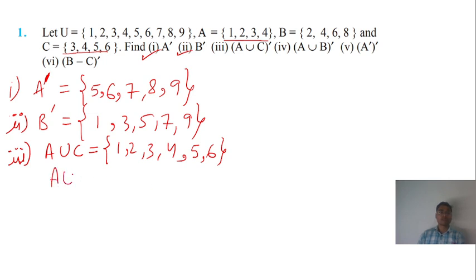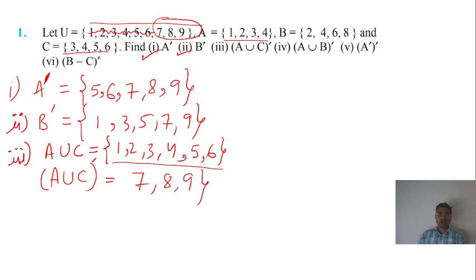But what we have to do is complement this set. So for complement, we have to remove all the elements of A union C from universal set. So in universal set, we have to remove 1 2 3 4 5 6. So what we left is 7 8 9. So this is the set of A union C whole complement.